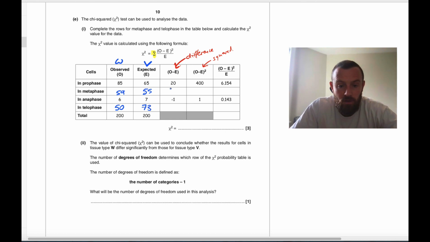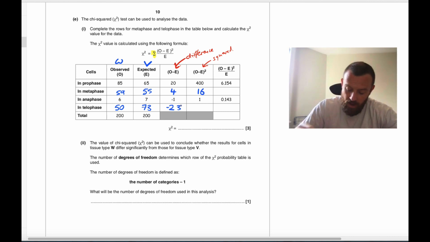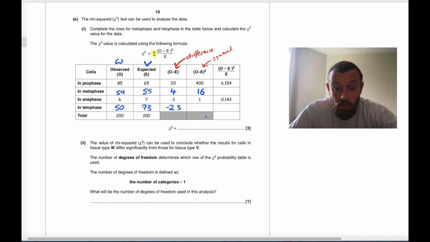Okay, so now let's do the O minus the E. In this case, it's 4. And then if you square that, that would be 16. Here, 50 minus 73, that's 23. In fact, it's going to be minus 23, but we square that to get rid of the minus sign. So 23 times 23 is 529.